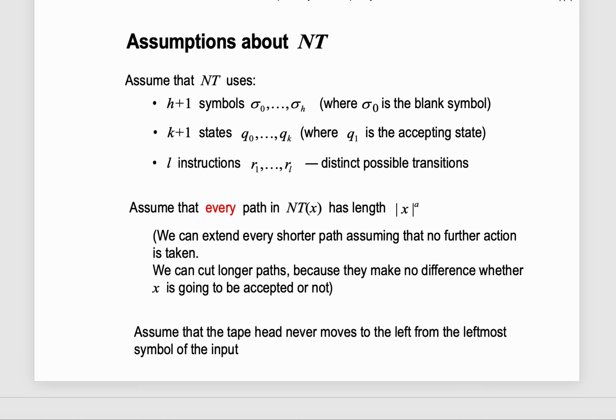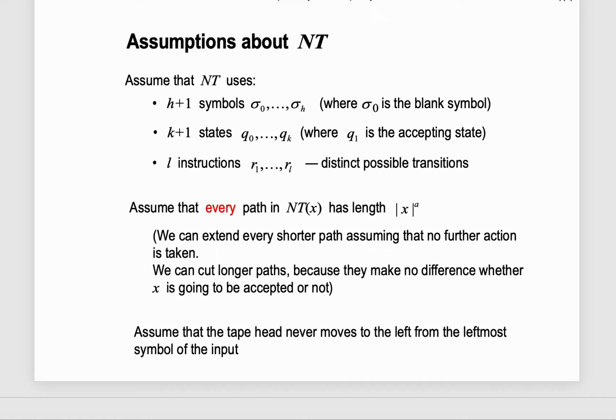Assumptions about NT. Assume that NT uses h plus 1 symbols, lambda of 0 to lambda of h, where lambda of 0 is the blank symbol; k plus 1 states, Q0 to Qk, where Q1 is the accepting state; and L instructions, R1 to RL, which are the distinct possible transitions. We need to assume this about the non-deterministic Turing machine.